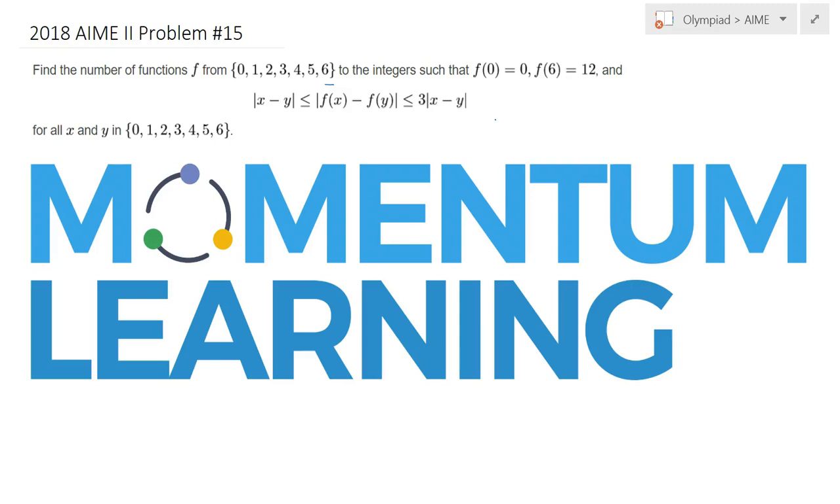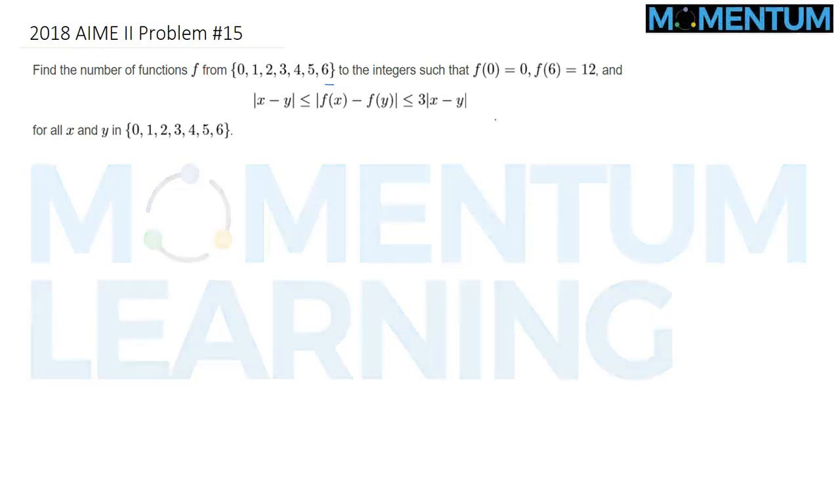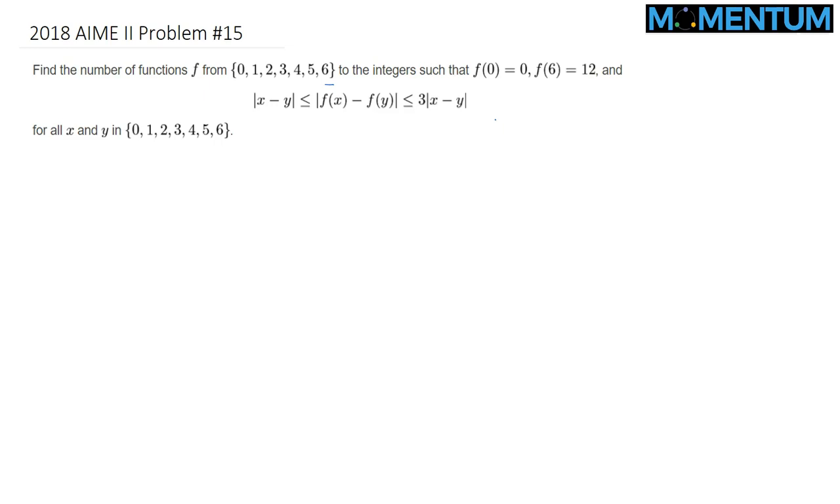This is 2018 AIME II problem number 15, and here is a view of this problem. We would like to find the number of functions f defined on integers with integer values such that f of 0 is 0, f of 6 is 12, and further we know that our function f satisfies this condition.